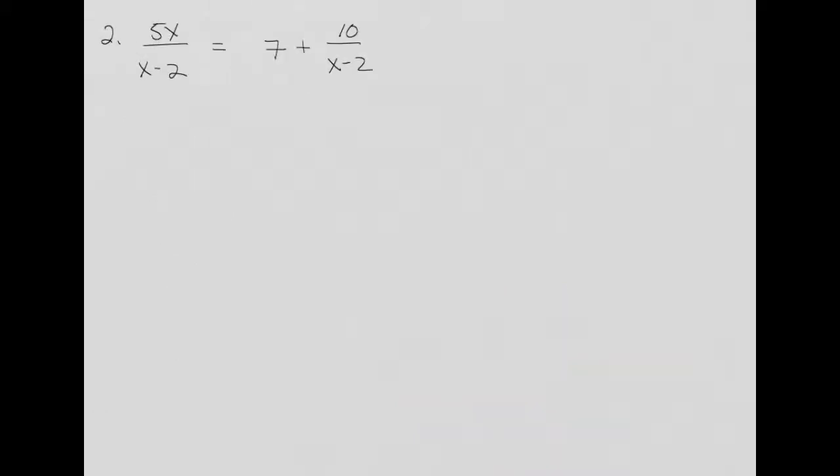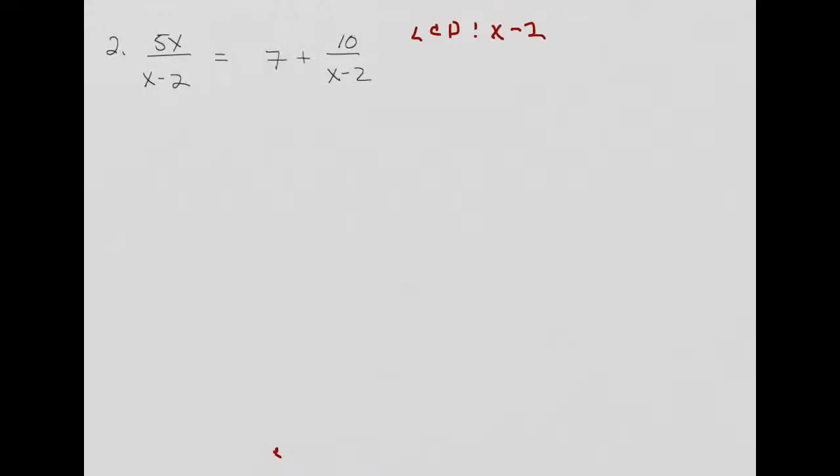Okay, the next example. We have a denominator of x minus 2 and a denominator of x minus 2. So the LCD of this is going to be x minus 2. Okay, so let's multiply both sides by x minus 2. So on the first side, I'll have 5x.